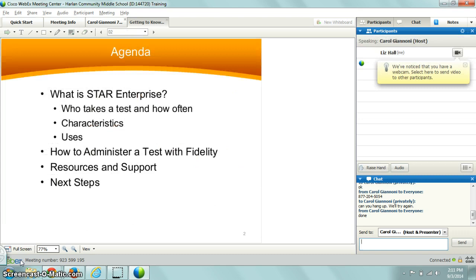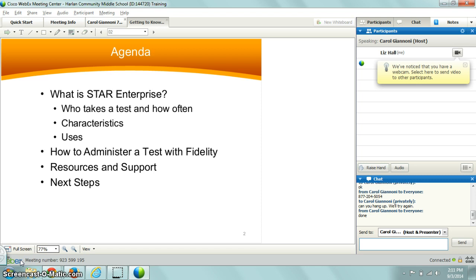So what we're going to talk about today is who takes a STAR Enterprise test and how often those are taken, some of the characteristics of STAR, additional uses, so it's not just an assessment piece, and then we're going to talk about administering a test with fidelity.